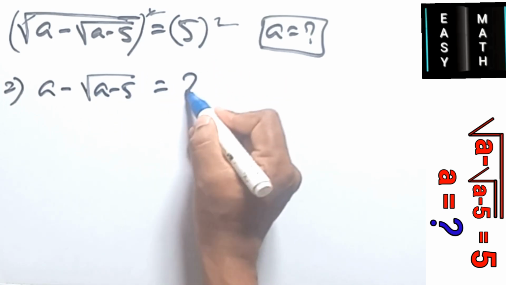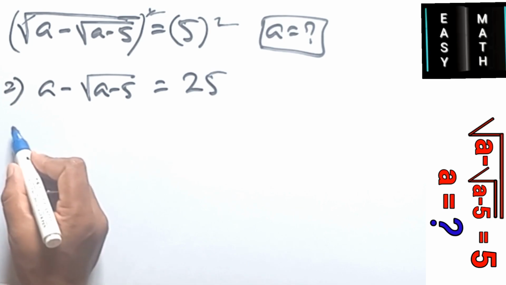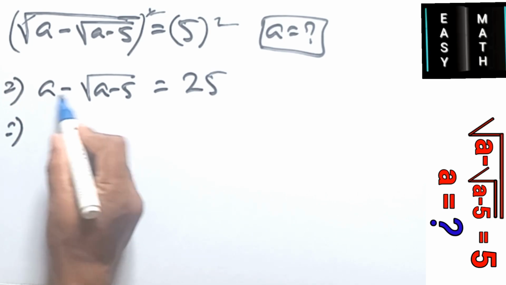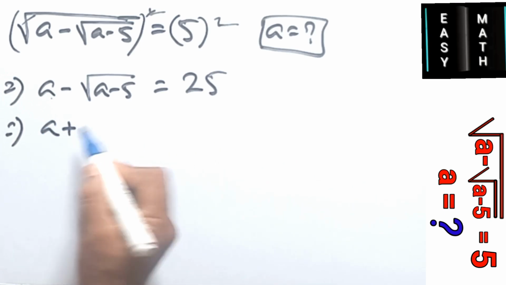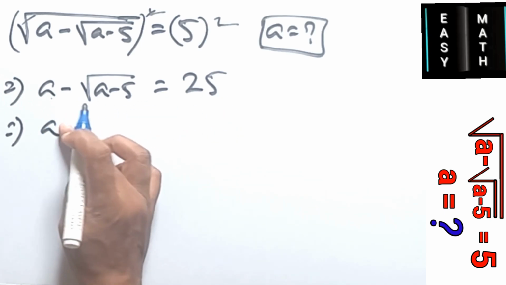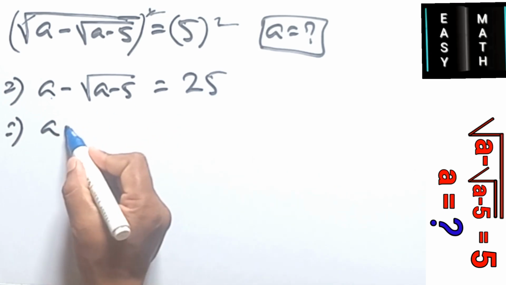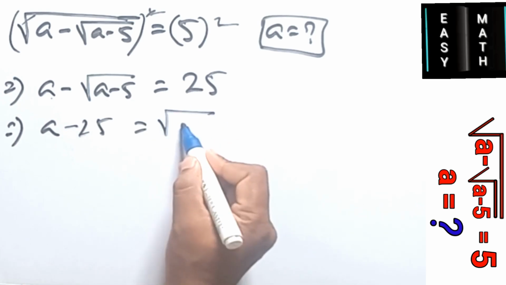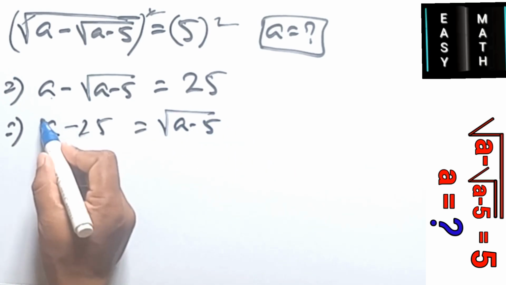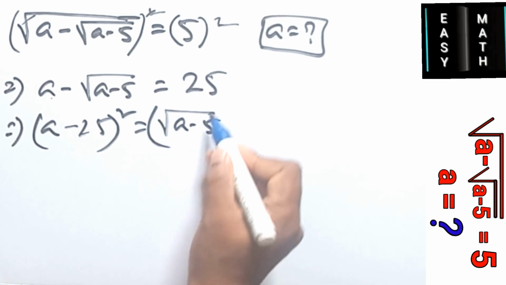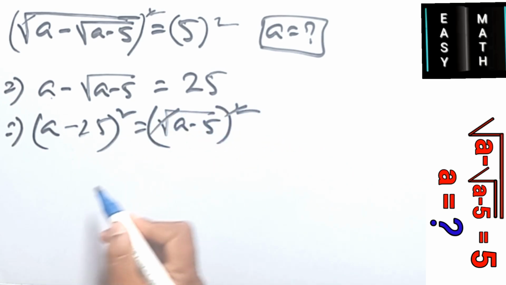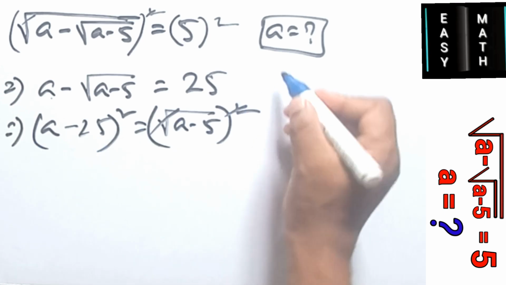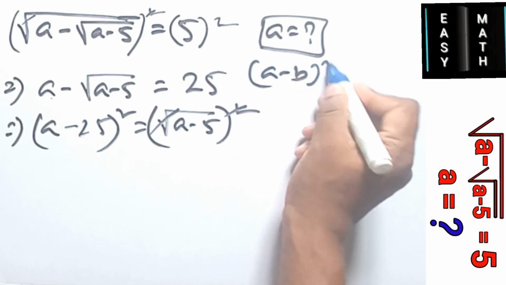This equals 25. Now there is the a and this a, and the minus here and the plus here, so root a minus 5. Now we square both sides again, so we cancel this. This uses the (a minus b) whole square formula.